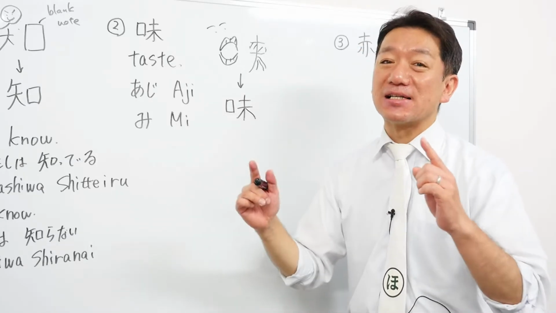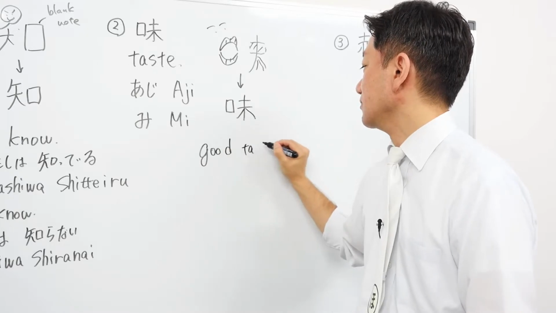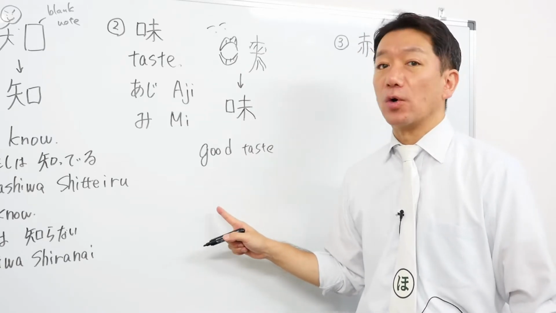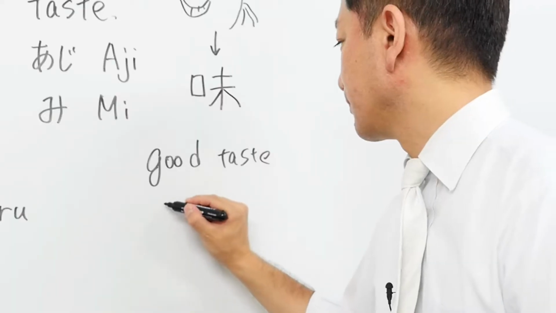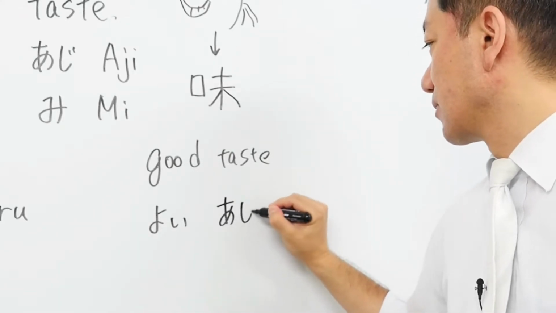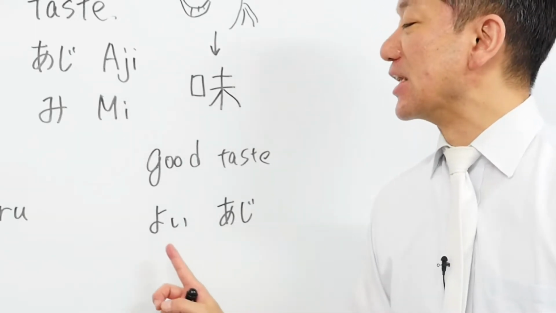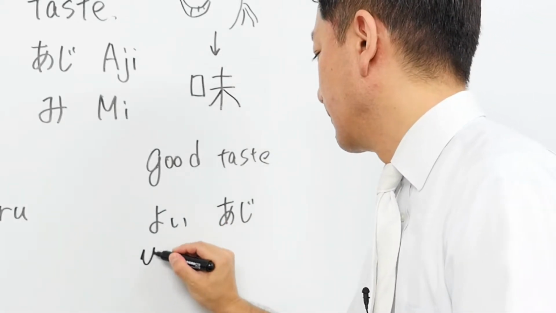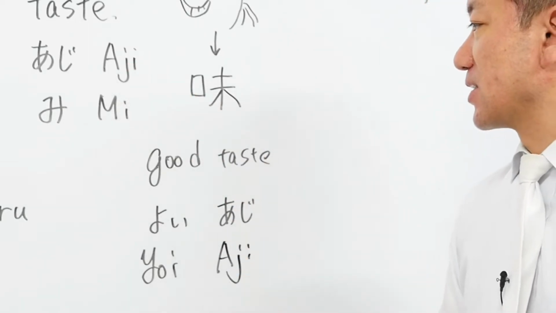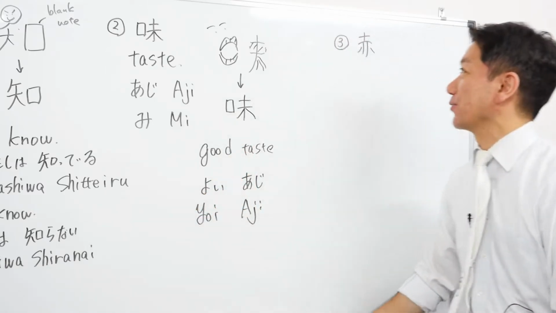Let me share with you a small, simple example. Good taste, or tastes good. Good is yoi in Japanese, and taste is 味. So if you want to say good taste in Japanese, yoi aji. In Roman, yoi is good, and aji is taste. So good taste, yoi aji. Okay, then third one, today's last one.